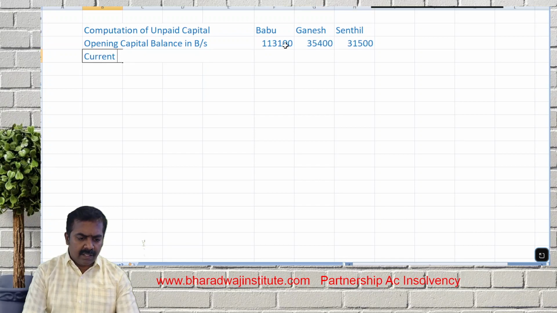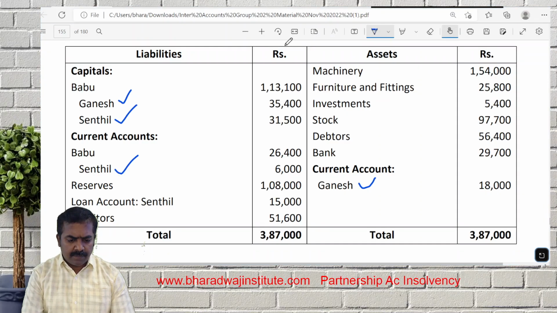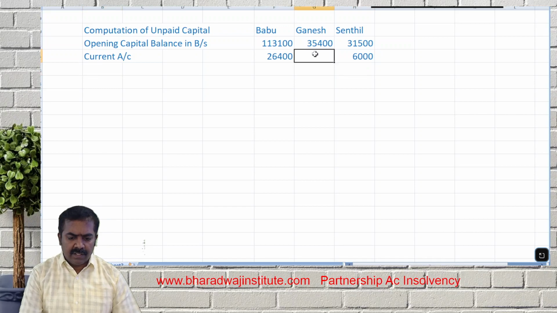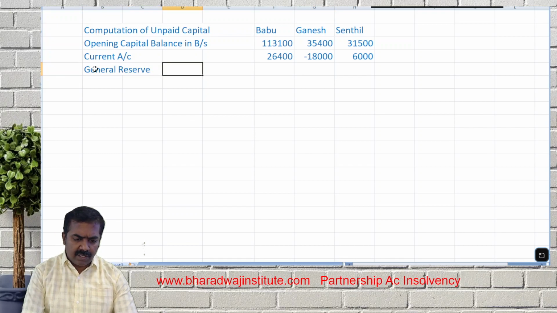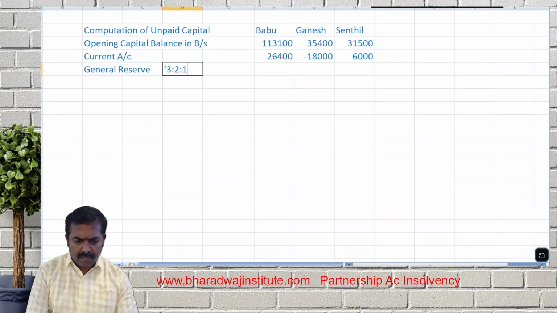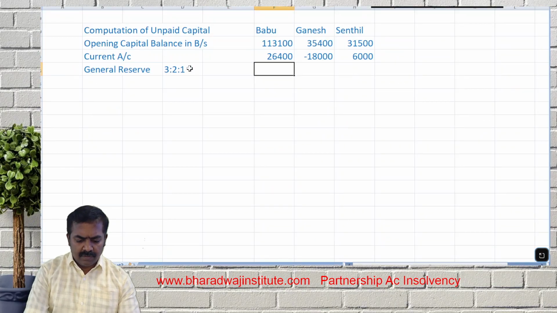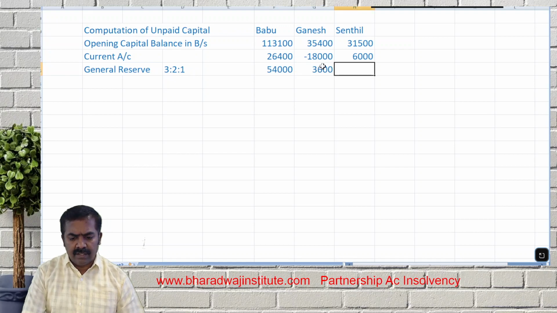Then current accounts. Babu 26,400. Senthil 6,000. Ganesh ke negative balance hai, asset side 18,000. Then general reserve. Transfer in the profit sharing ratio. What is the profit sharing ratio? General reserve 3:2:1, 54,000, 36,000, 18,000.